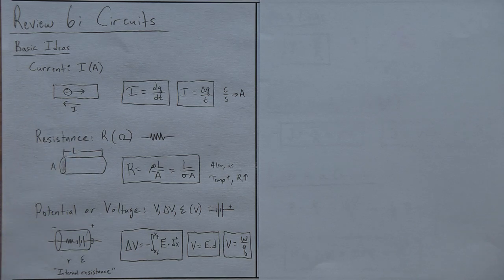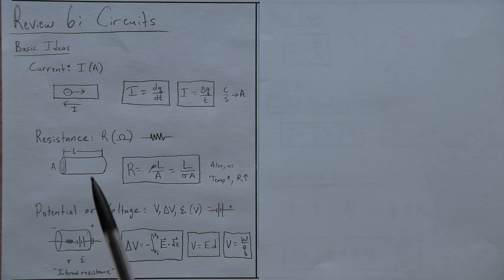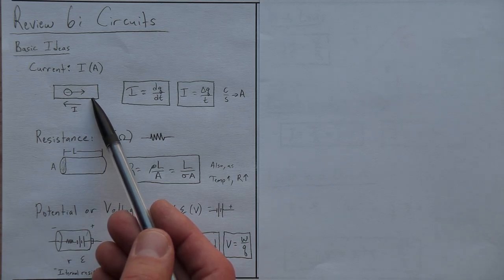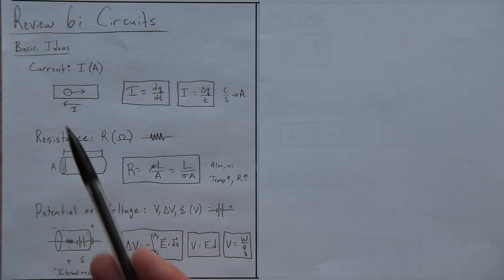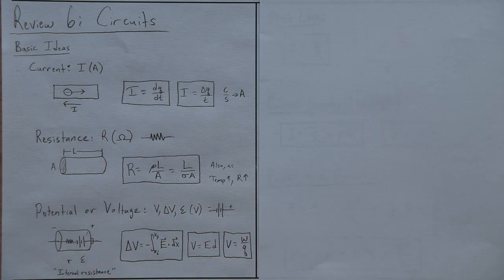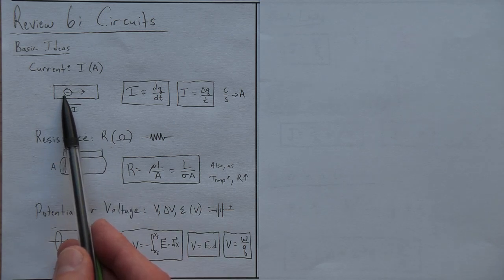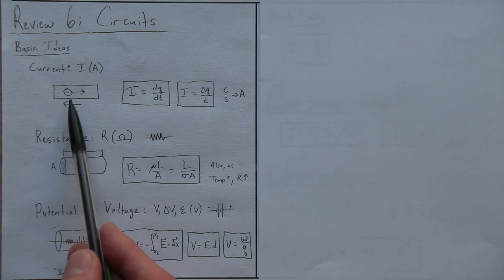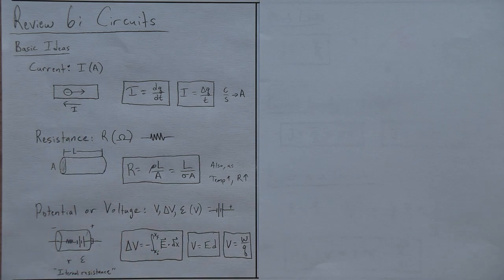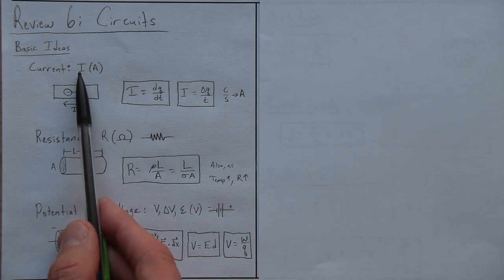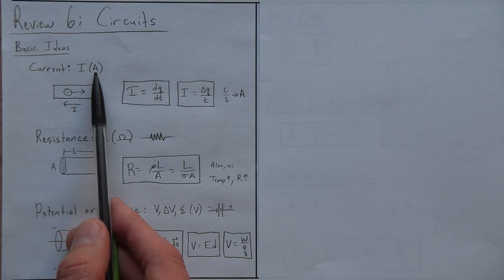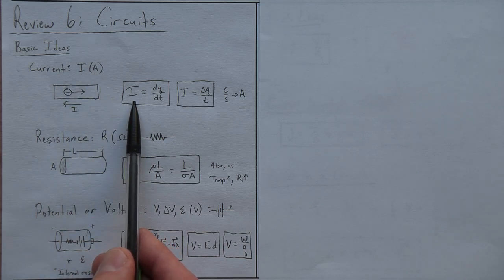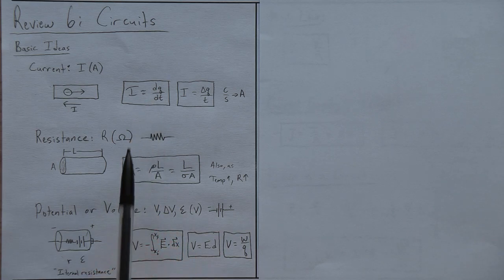So in most problems, what you could do is you could pretend that current is a flow of positives going this way. Sometimes you'll be asked a question and then you'll have to contend with the fact that current is actually negatives flowing the opposite direction of I. Now, the symbol for current, as you can already see, is I. It's measured in amps, capital A, and the definition is dq dt.